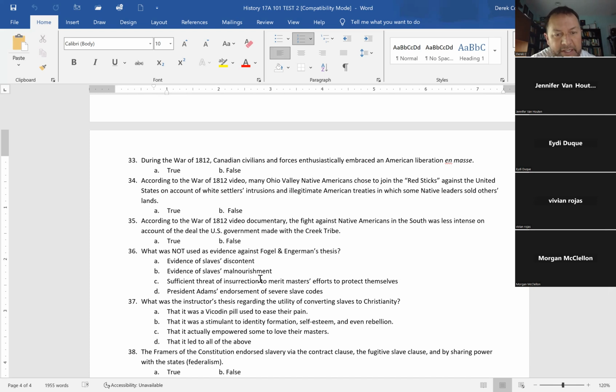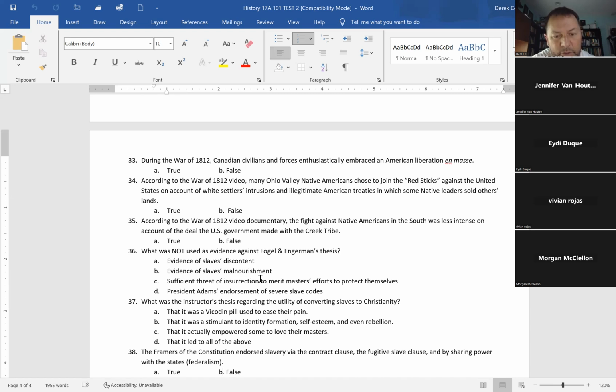36, what was not used as evidence against Fogel and Engerman's thesis? These are the last two on slavery, right? In the early Republic handout: evidence of slaves' discontent, evidence of slaves' malnourishment, sufficient threat of insurrection to merit the masters' efforts to protect themselves. All those you'll find in there. President Adams' endorsement of severe slave codes? No. Remember, with our federal republic, they're entitled to their Fifth Amendment right to their, quote, chattel property within each state. So slave codes are a state matter. They were never endorsed by a single president.